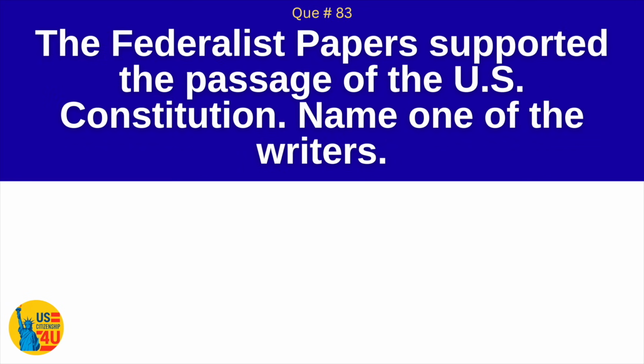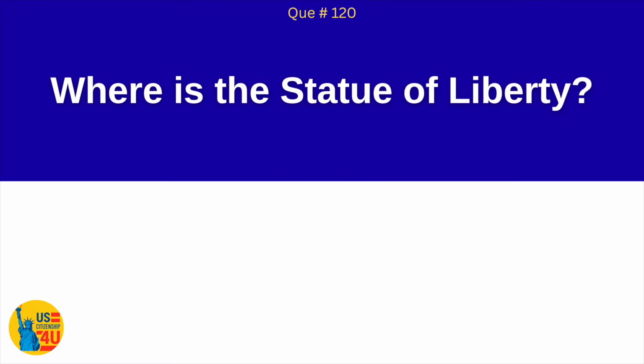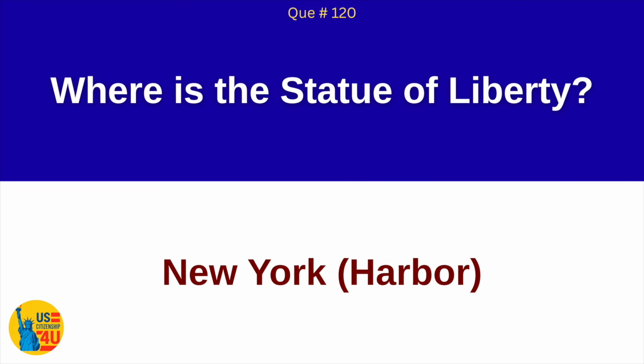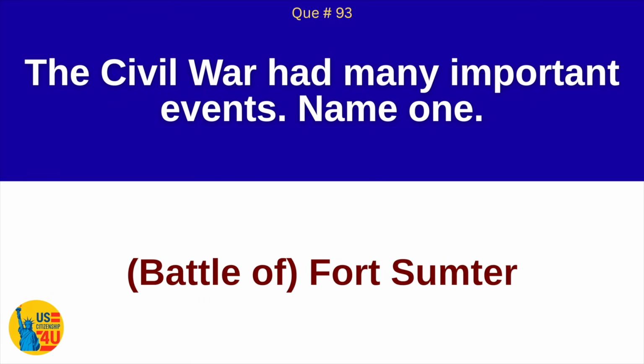The Federalist Papers supported the passage of the U.S. Constitution. Name one of the writers. James Madison. Where is the Statue of Liberty? New York Harbor. The Civil War had many important events. Name one. Battle of Fort Sumter.